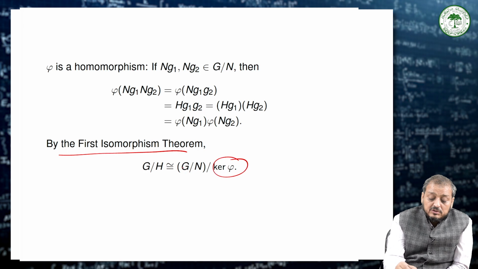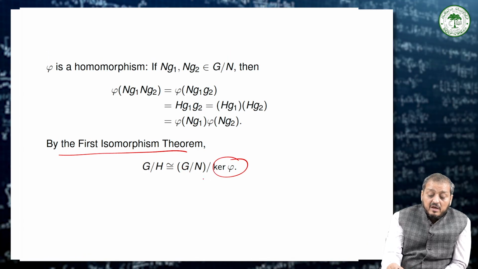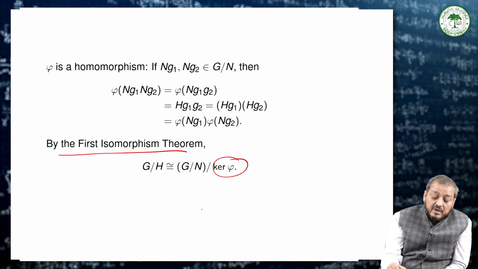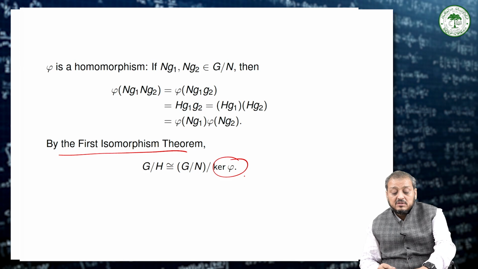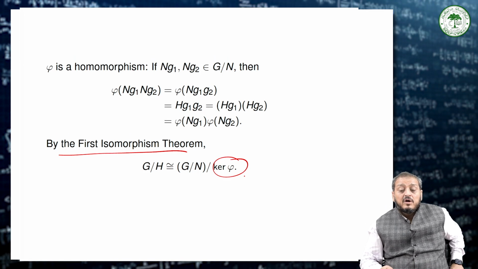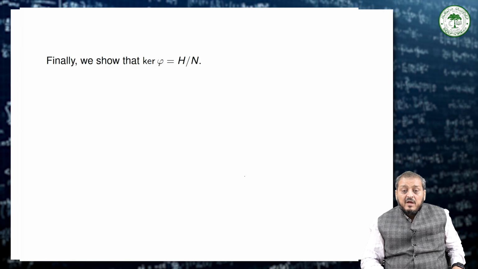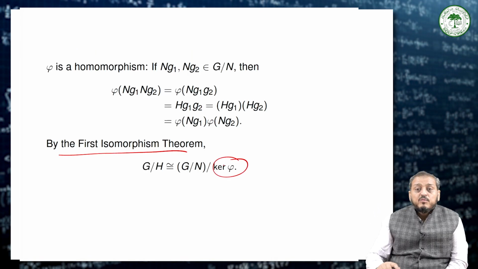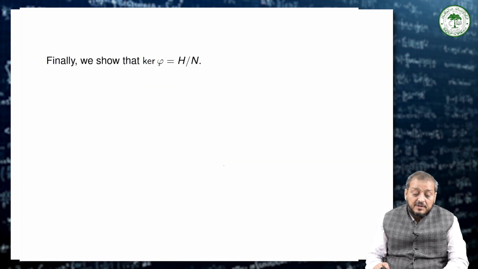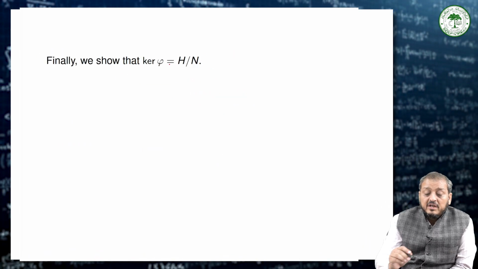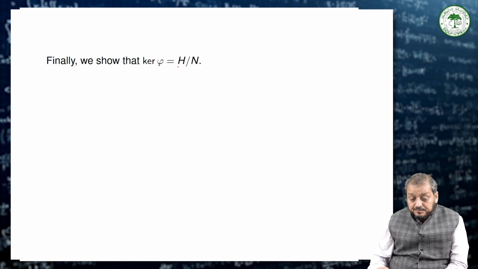So G by H to G by N, we have to define a map. So this means we have G by N over kernel of phi. Now our objective is to show what the kernel of phi is. If we show that the kernel of phi is H by N, then we complete the proof of this third isomorphism theorem. So let us try. Finally, we have to show that the kernel of phi is equal to H by N.